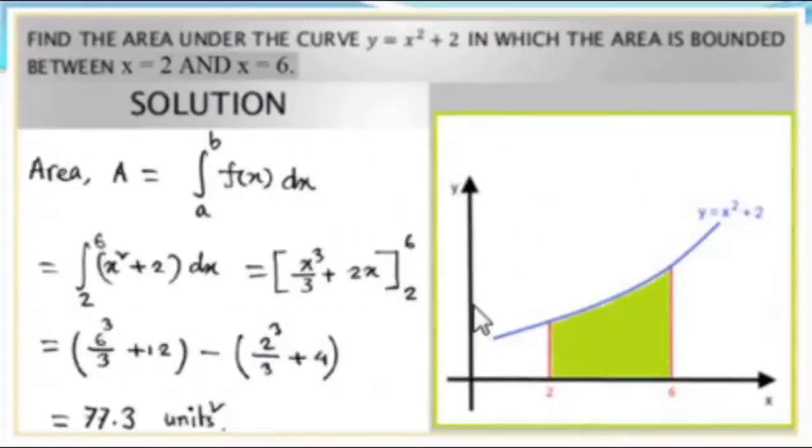Now, first problem, find the area under the graph y equals x square plus 2. This is the graph of y equals x square plus 2, in which the area is bounded between the x equals 2 line and the x equals 6 line.